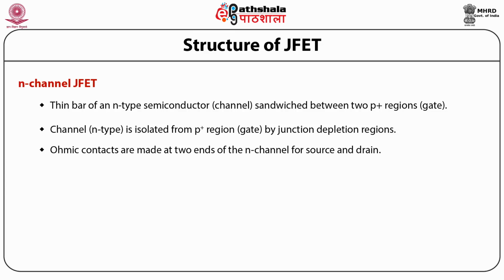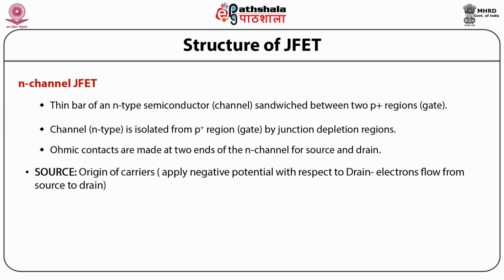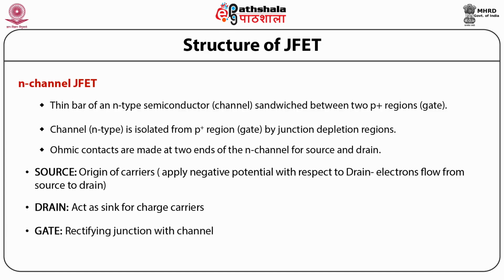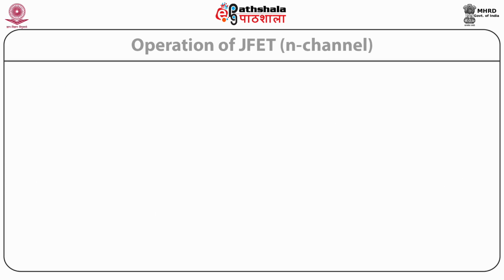Now we have three terminals: source, where there is the origin of carriers, that is if we apply negative potential with respect to the drain, electrons flow from source to drain. Second one is the drain, which acts as the sink for charge carriers. And lastly is a gate, which is nothing but a rectifying junction with a channel.